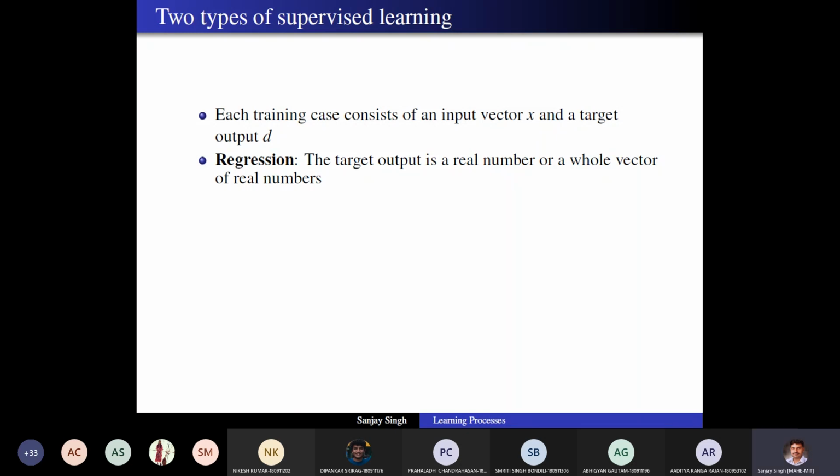Any idea? So regression. Ultimately you want to find some certain value. The label is not known a priori.